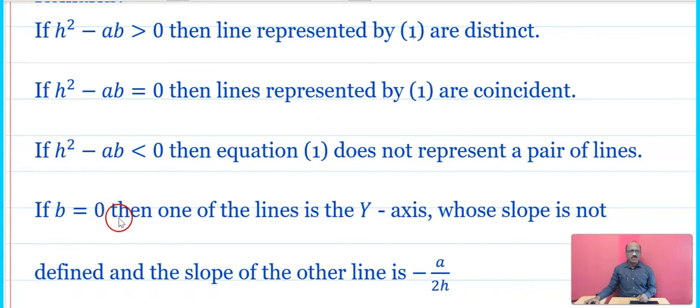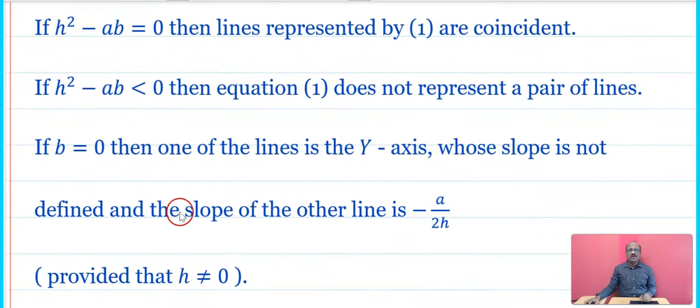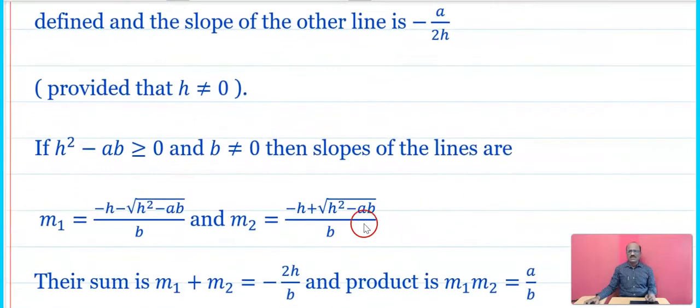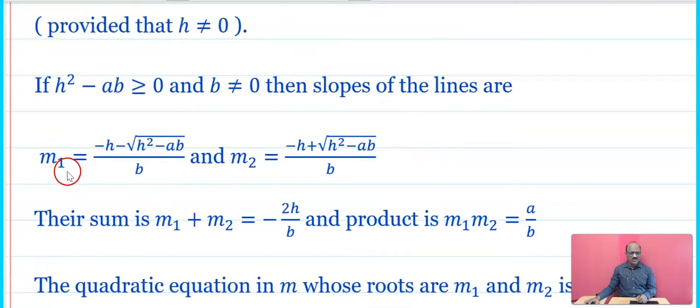If b is equal to 0, then one of the lines is y equal to 0, whose slope is not defined, and the slope of the other line is minus a upon 2h. If h squared minus ab is greater than or equal to 0 and b is not equal to 0, then the slopes of the lines are m1 equal to minus h minus root of h squared minus ab upon b, and m2 equal to minus h plus root of h squared minus ab upon b.